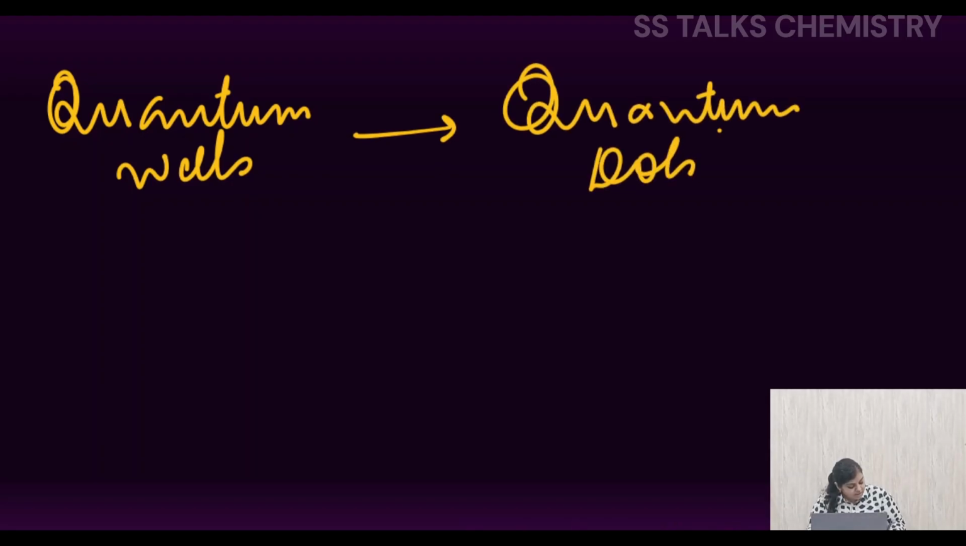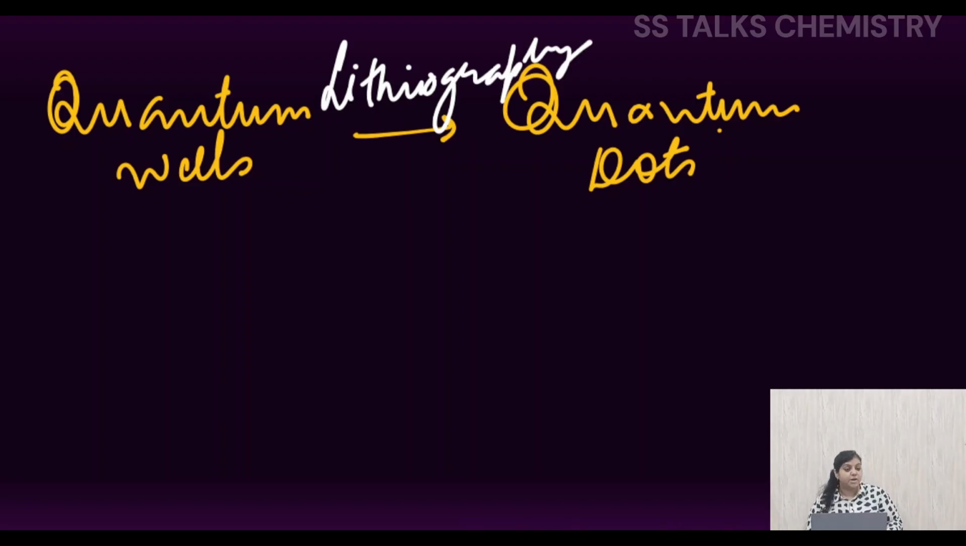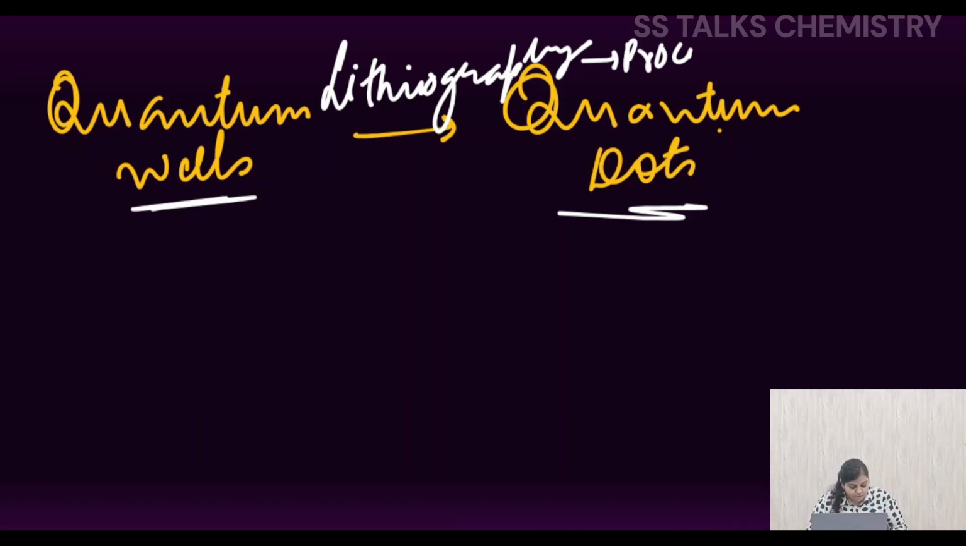For this, the process that is used is known as lithography. The name only you can remember, the exact mechanism is not important for us. So basically from the quantum wells you can prepare the quantum dots, in which all three dimensions will be lying in the nanoscale range. This is the name of the process we are gonna see.